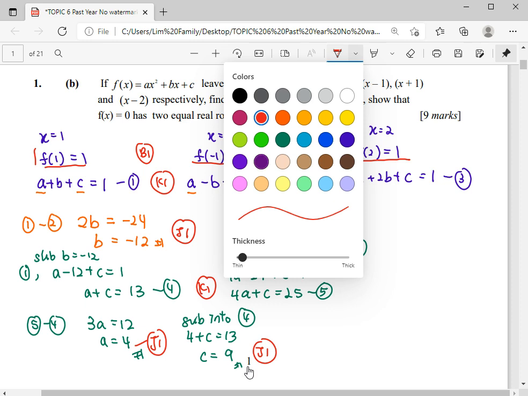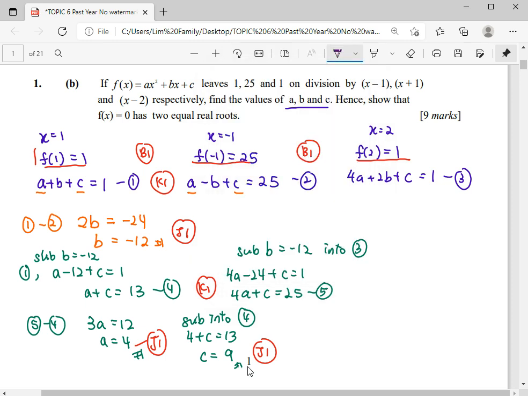So therefore, finally, you will get our function. Now, if A is 4, substitute back into our function. B is negative 12, so negative 12x. C is 9. So this is our function with complete A, B, C.